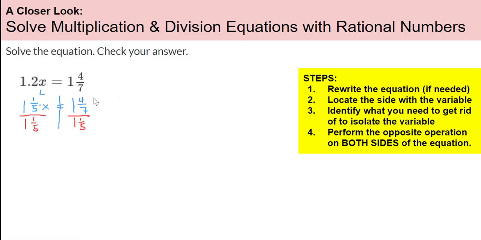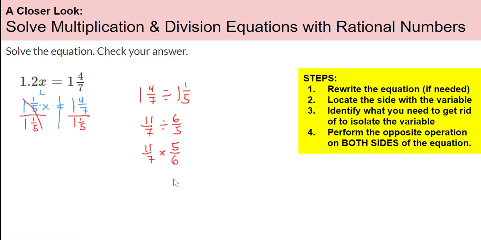So this cancels out, and if we did 1 and 4/7 divided by 1 and 1/5, what we would need to do is first change these to improper fractions. I'll get 7 times 1 plus 4. 7 times 1 is 7 plus 4 is 11. So this is 11/7 divided by 5 times 1 is 5 plus 1 is 6, so 6/5. And then I do my keep, change, flip. Keep the first one the same, change it to multiplication, and flip the second fraction, 5/6.